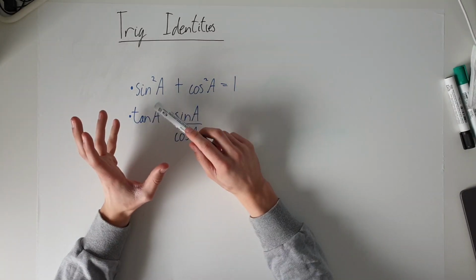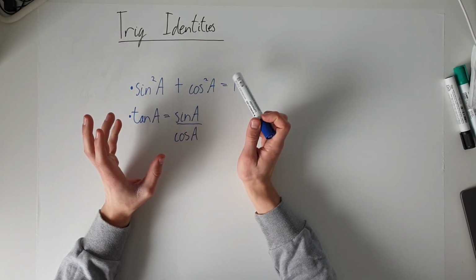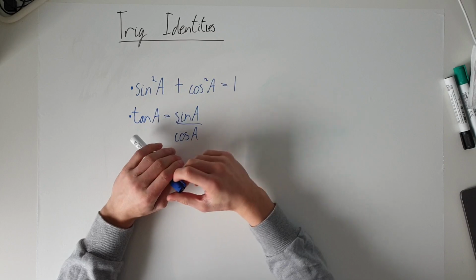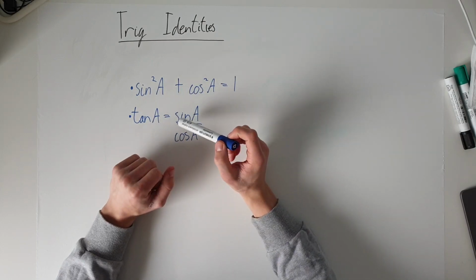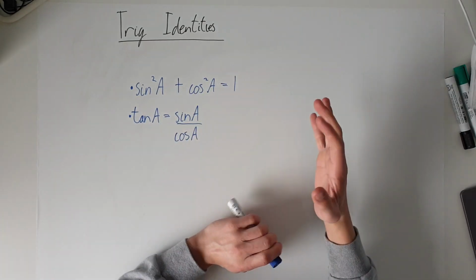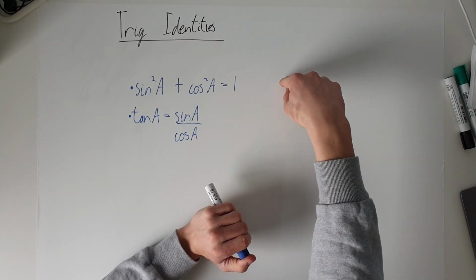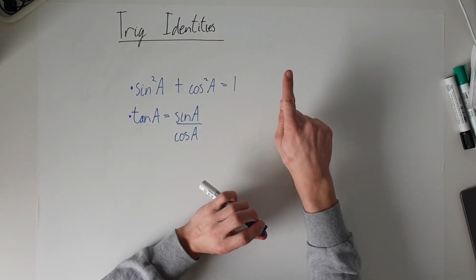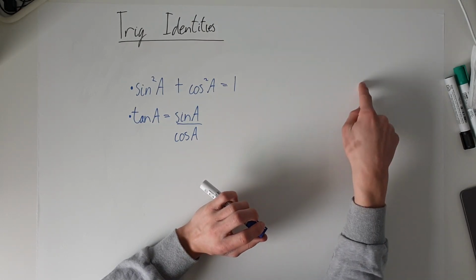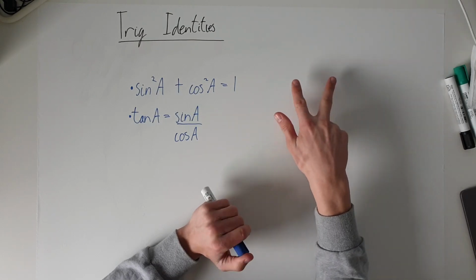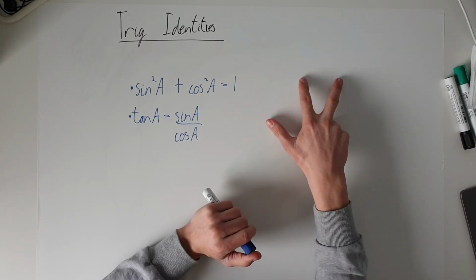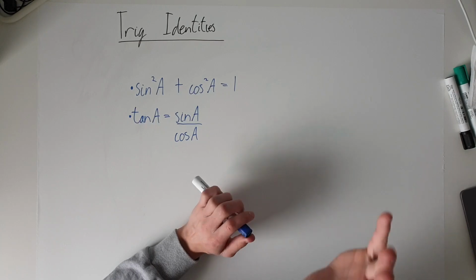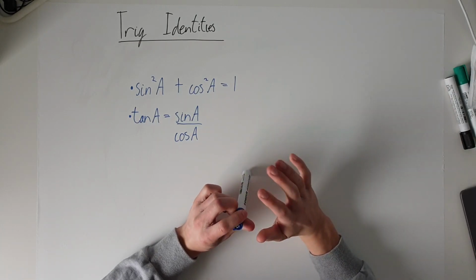We have sine squared a plus cos squared a is equal to 1. And then we have tan a is equal to sine a divided by cos a. And how these will work in questions is usually we'll be given a statement. So something is equal to something else, and then we'll be told to prove that these are equal to each other. And that might not make much sense, but you'll see what I mean in the example.